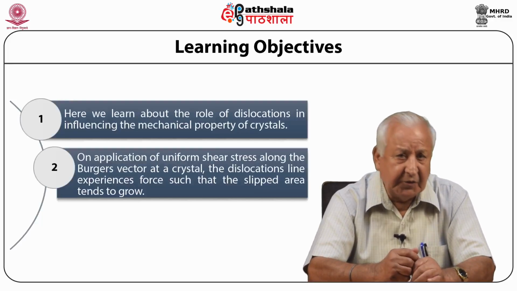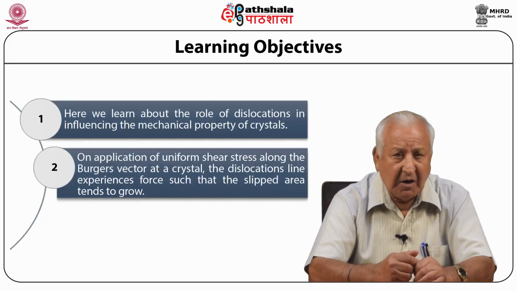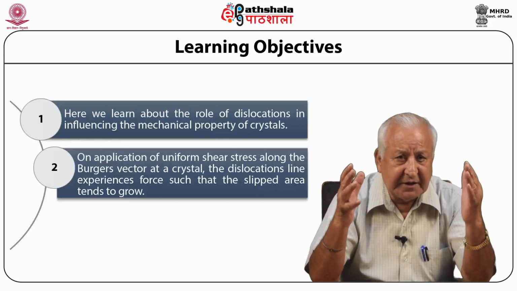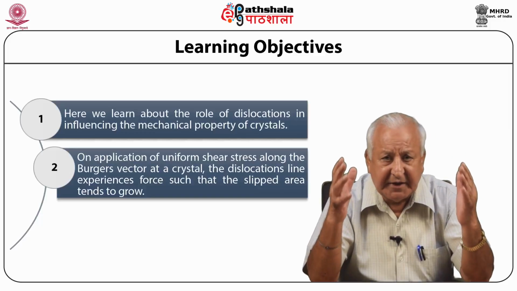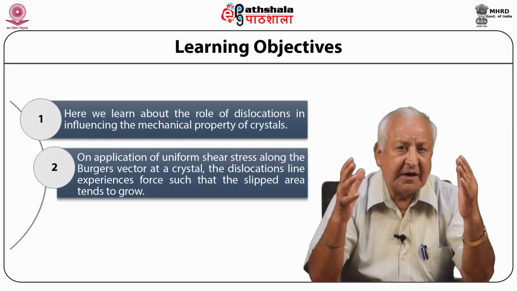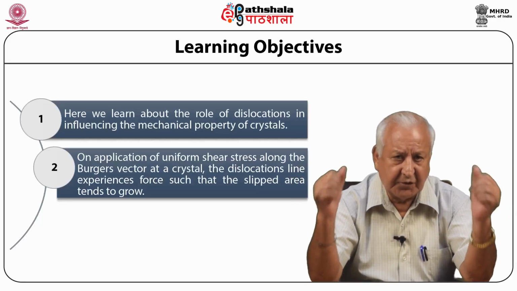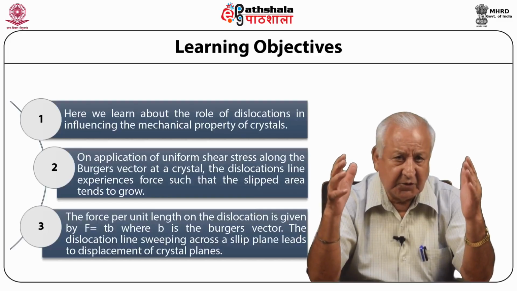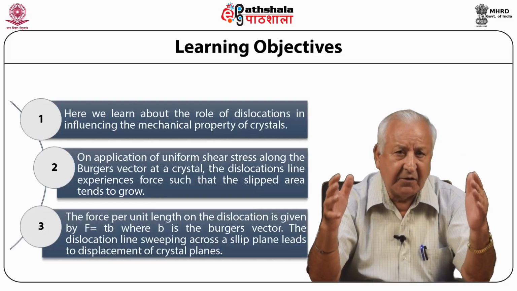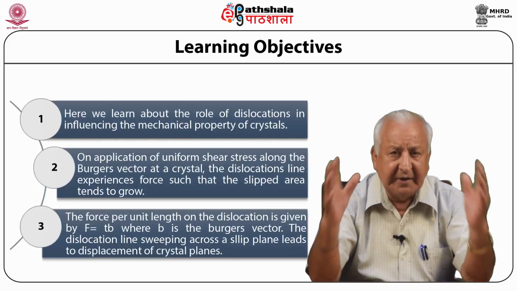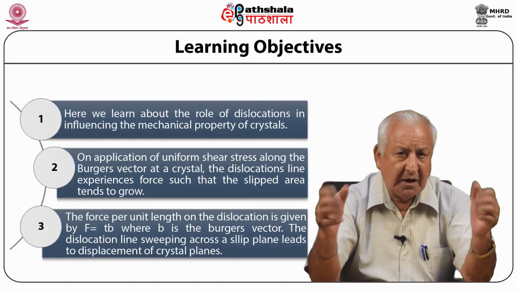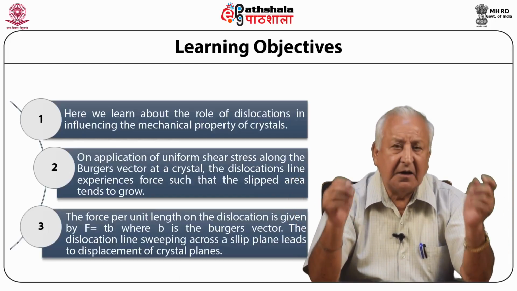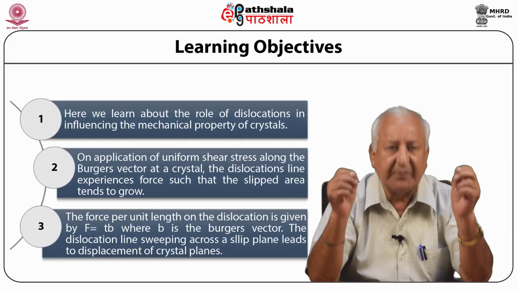We shall learn about the role of dislocations in influencing the mechanical property of crystals. On application of uniform shear stress along the Burger's vector at a crystal, the dislocation line experiences force such that the slipped area tends to grow. The force per unit length on the dislocation is given by F equal to tau B, where B is the Burger's vector. The dislocation line sweeping across a slip plane leads to displacement of crystal planes.